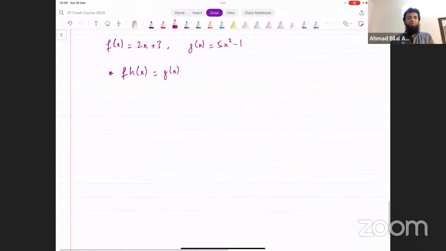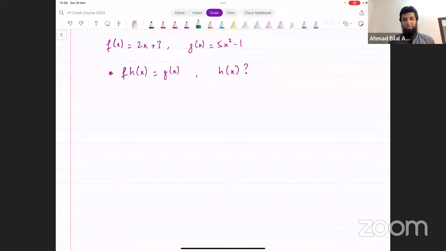All right. So they've given you f of x and they've given you g of x. And they've given you a relationship like this, an equation like this, that f of h of x equals g of x. And now let's say they're asking you for the function h of x. You have to find what h of x is. They're saying if you evaluate this composite function f of h of x, that would be the same thing as g of x. Given this, they want an expression for h of x. What would h of x look like?